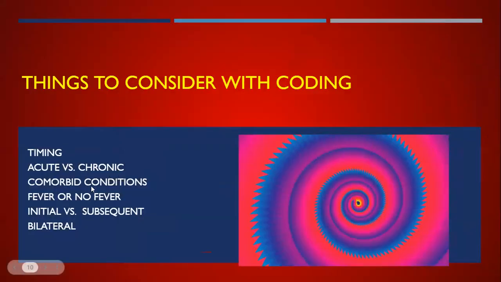So think about the timing of the condition. Did it just happen? Was it abrupt? Acute versus chronic. Chronic is usually over 6 months. Do they have any other medical conditions? That is so important. So is it hypertension with heart failure? Is it diabetes with kidney disease?